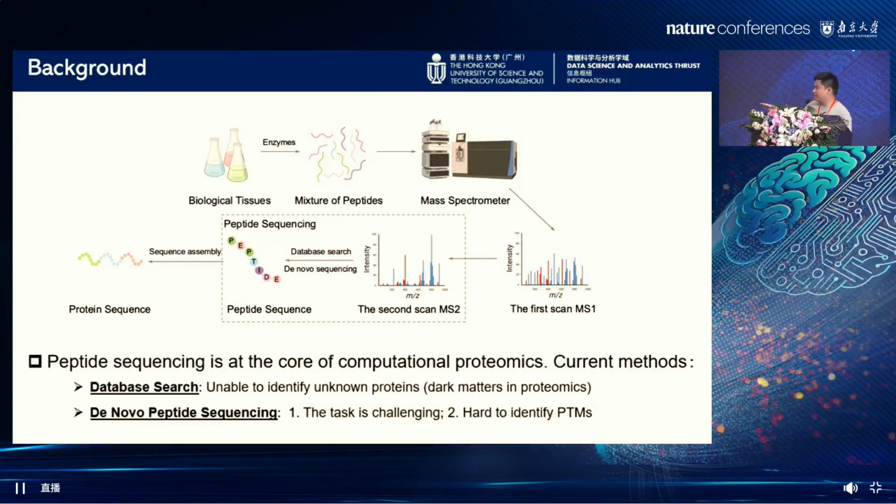The second paradigm is de novo peptide sequencing. It's very similar to machine translation or image captioning in mainstream AI research. However, this task is much more challenging than these typical AI tasks because we have to predict the length of the peptide sequence, and for each position, we have to know which type of amino acid is there. Secondly, we know that there are 20 types of amino acids in nature. However, there are some variants called PTMs. Current methods struggle to identify these PTMs because they occur less frequently than the canonical amino acids.